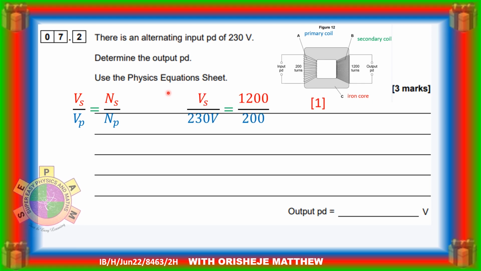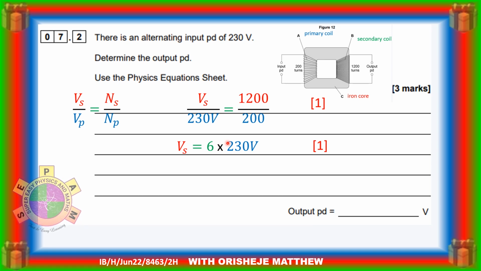So let's make VS subject of the formula. What I've done is that we divided 1200 by 200, which gives 6. So use it to multiply the 230 volts. So this transformer is stepping up the primary voltage 6 times, and we got that 6 from the ratio of the turns. So for doing that, you have the second mark. Then finish up with this multiplication, which will give you the third mark.